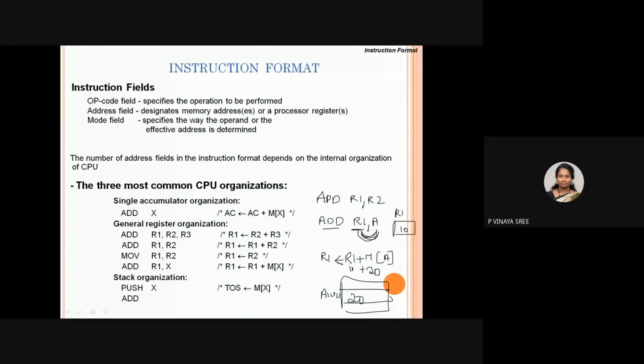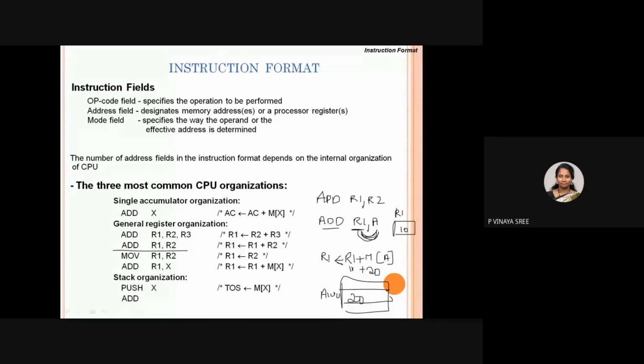See here, add R1 comma R2. R1 and R2 will become the source, and again after performing the addition we store the result in R1. It adds the R1 contents and R2 contents, both will be added, and after adding it stores the result in R1.